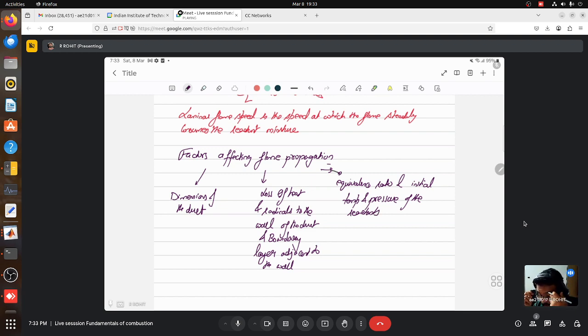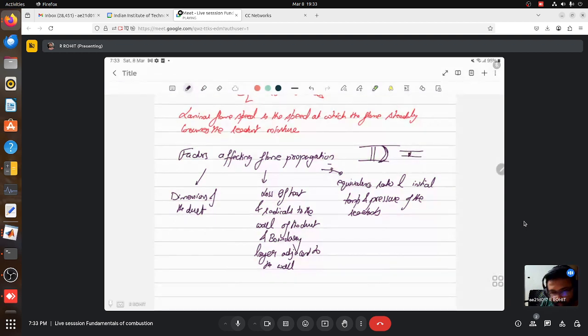The flame is seen to be curved because of the wall effects. If I draw it like this, actually the flame will be somewhat curved. If the dimension of the duct is below a critical value, the heat release due to combustion within the small volume of the duct cannot compensate for the heat loss through the walls of the duct. So if your tube is very small, it will be difficult for the flame to propagate through it, and eventually the flame will blow off.